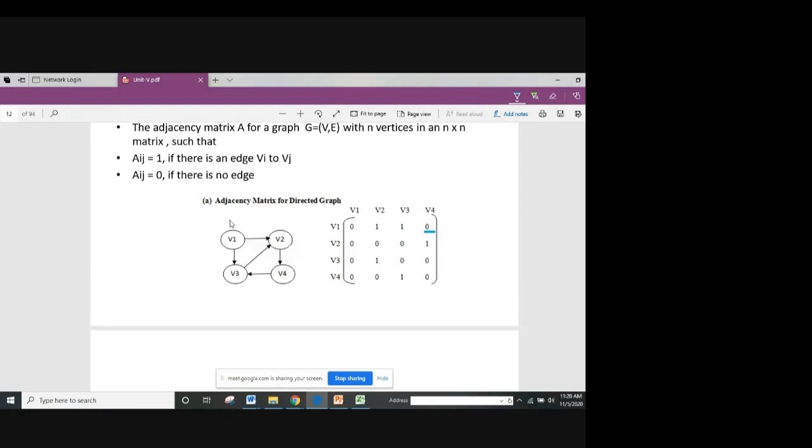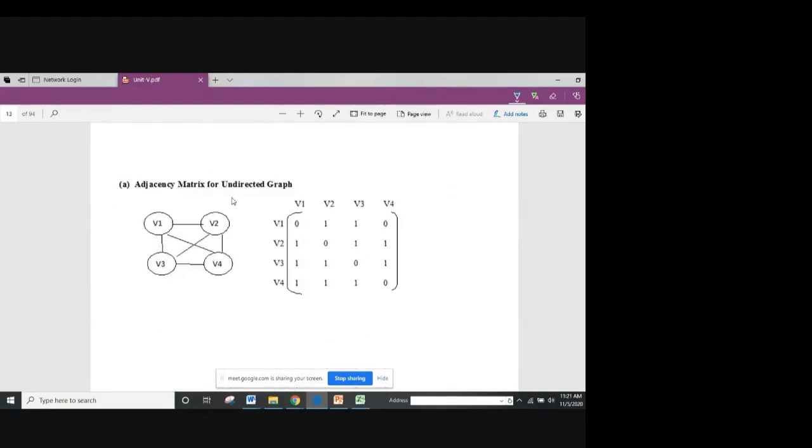When you do it manually, first mark all the edges in the matrix as 1, put 0 for all the remaining, and check once whether it is right or not. This is for a directed graph. But for an undirected graph, it is easy, because V1 to V2 will be 1 and V2 to V1 will also be 1. So probably only your diagonal will be 0 and the rest will be 1.